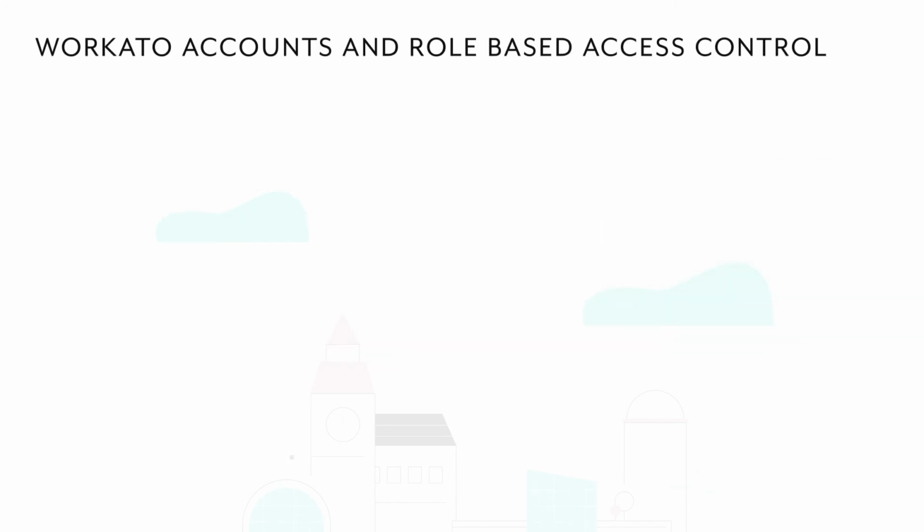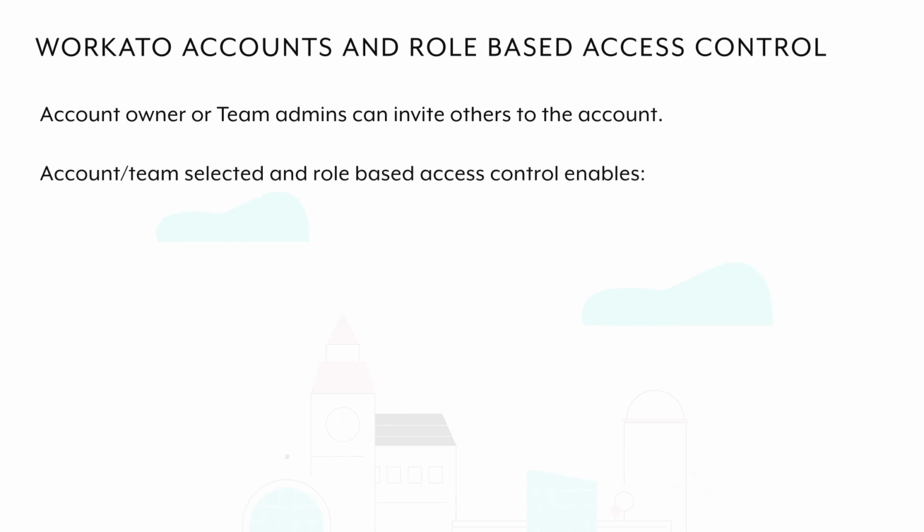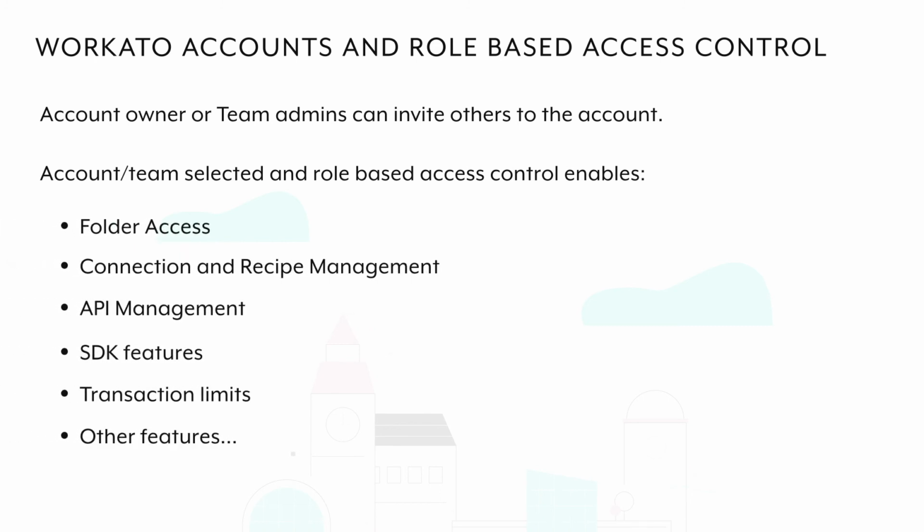How do accounts in Workato work? For accounts on enterprise tiers, the admins of the teams can invite others to the account. Enablements are associated with the type of account and team selected, including access to team features, API management, the amount of transactions that the account can run on Workato, and the type of connectors and authentication models that are available. In addition, artifacts can also be at the account, team, or folder level.